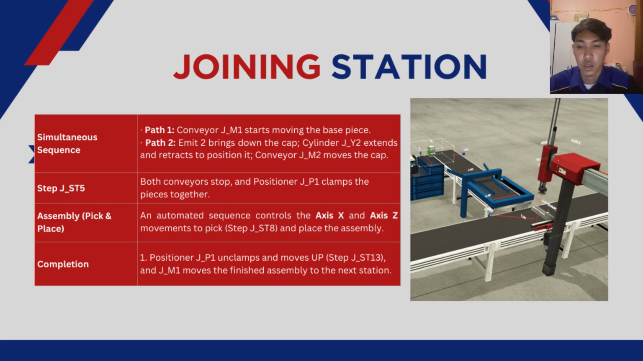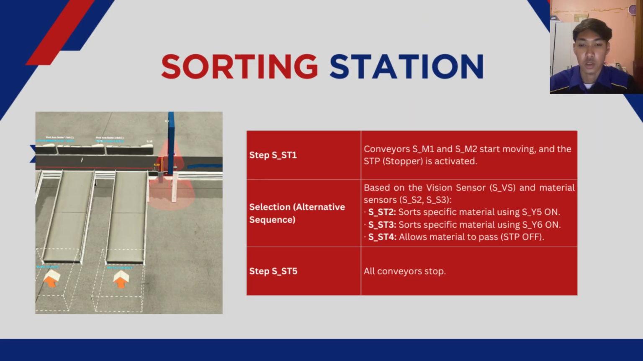For the assembly, pick and place, an automatic sequence controls the axis X and axis Z to pick and place the assembly. For the completion, P1 unclamps and moves, and motor 1 moves the finished assembly to the next station. For the sorting station, sorting step 1, conveyors M1 and M2 start moving and the STP stopper is active.